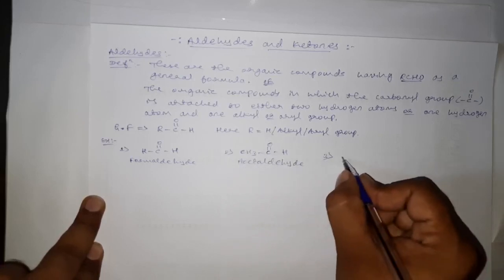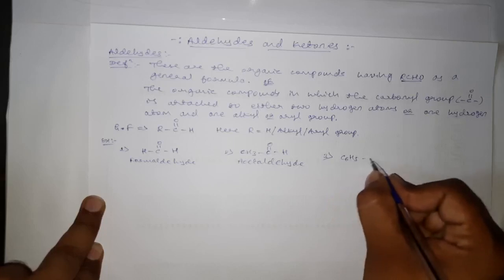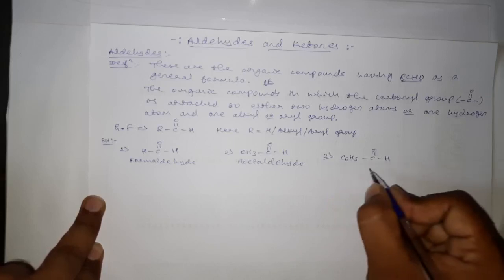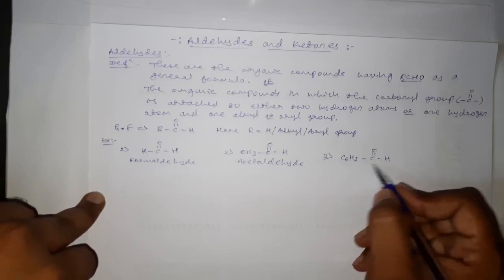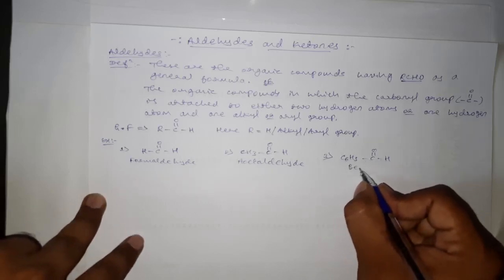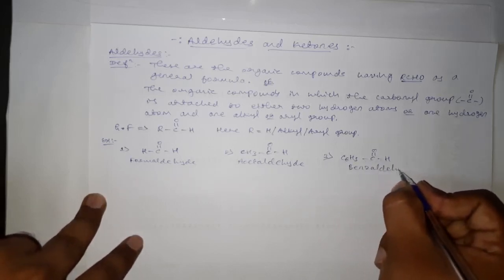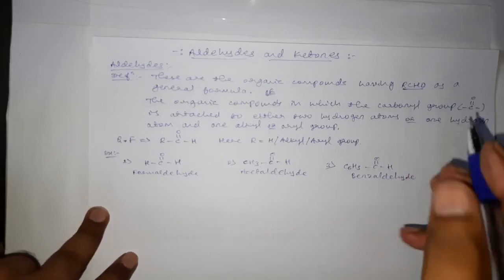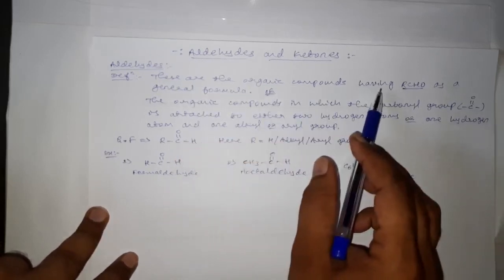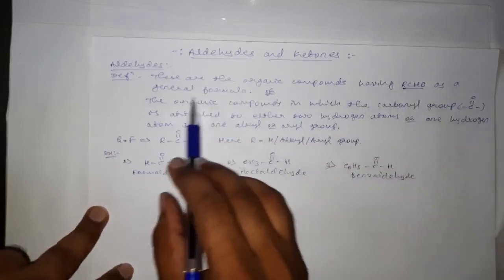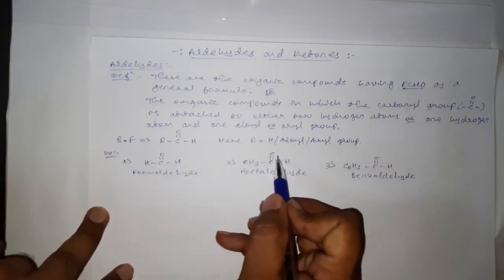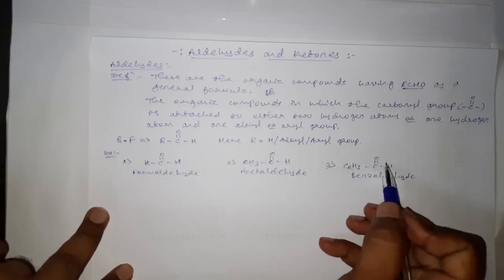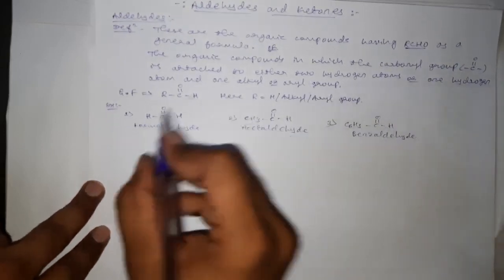Or we can take C6H5 C double bond O H. Here the carbonyl group is attaching to one side with the hydrogen and other side with the aryl group. Therefore, it is an aldehyde. Benzaldehyde. Okay. The aldehydes are the organic compounds which are having RCHO as their general formula. See here, RCHO. Okay, this is all about aldehydes.